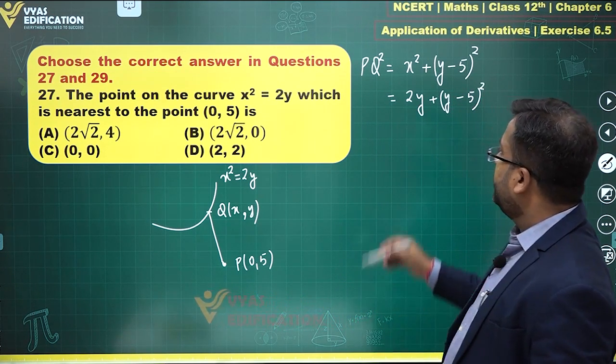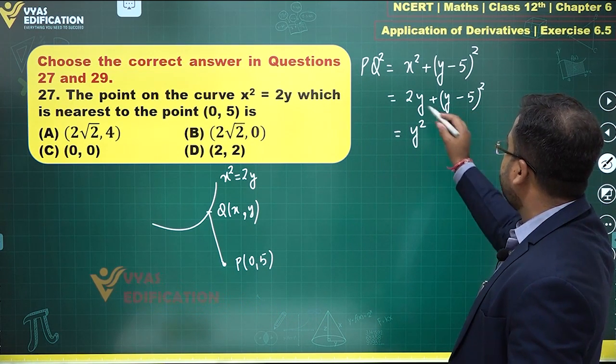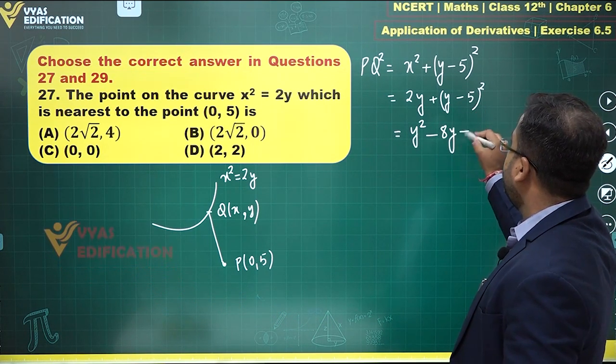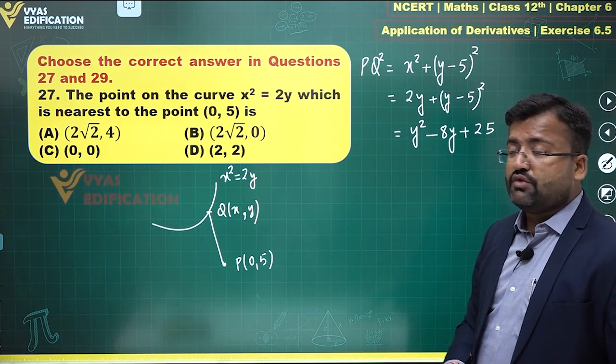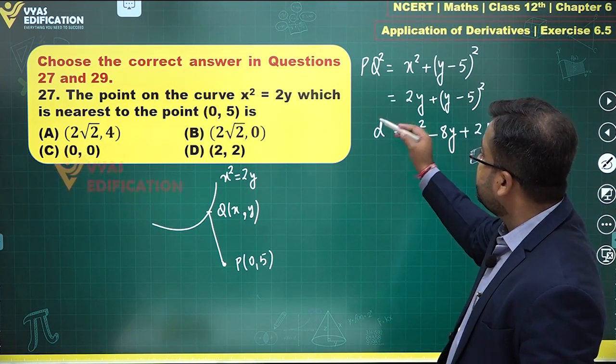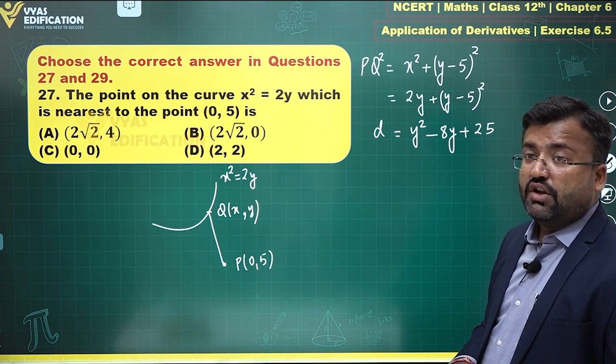This is what you have. Right, can I rearrange this? This is y square minus 10y plus 2y, which is minus 8y, and plus 25, is what I get, right? This is PQ square, which is actually the distance squared. Okay, let's call this d.